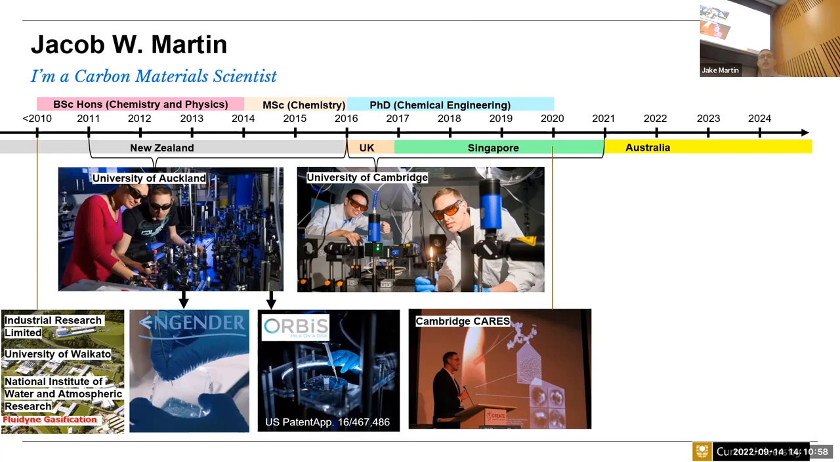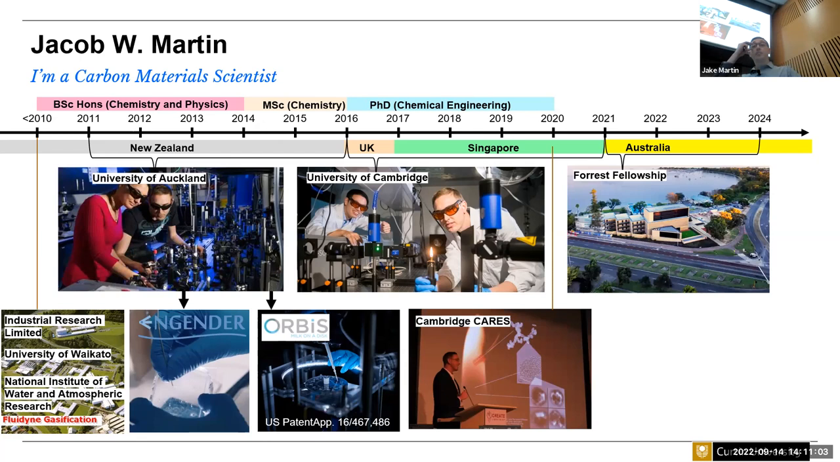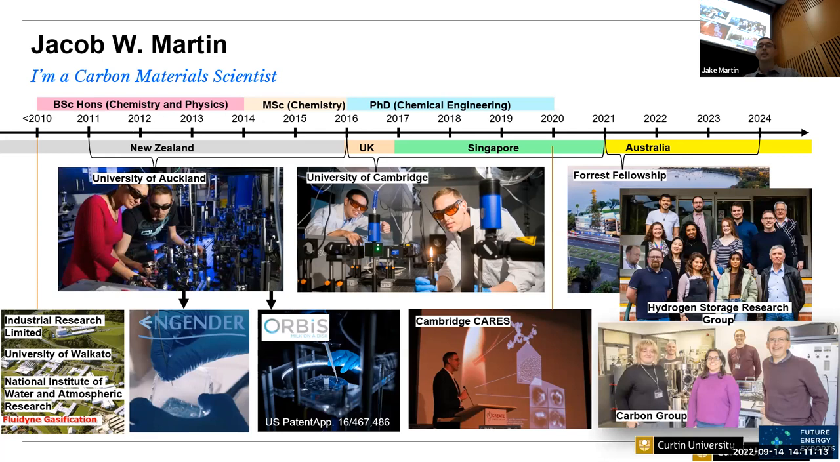And then I've come to Australia on a Forrest Fellowship at Curtin University, and that's a three-year fellowship to do whatever I want. So I am based in the Hydrogen Storage Research Group and the Carbon Group in the Physics Department. And why I'm here in Sydney this week is that next week I am doing a media residency with the ABC, where I will be discussing how carbon materials can help fix the climate. So that's what I'm here to do.